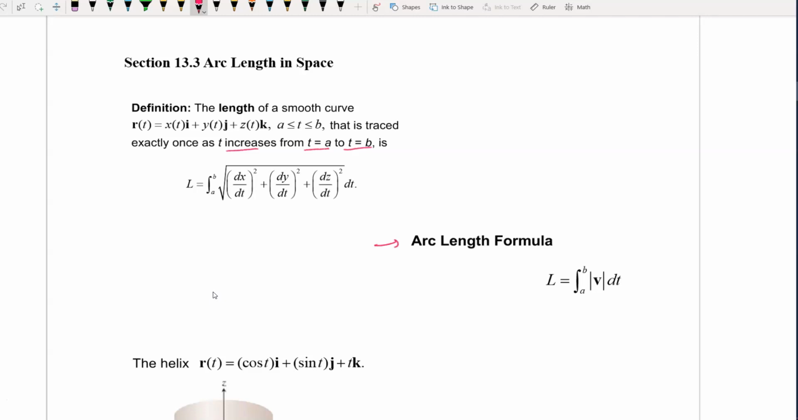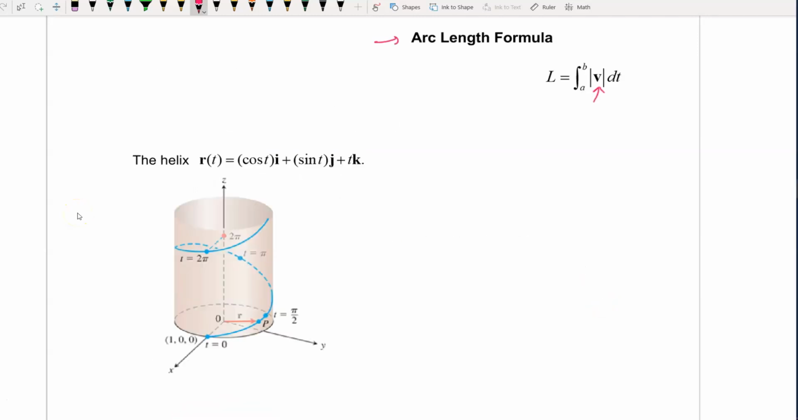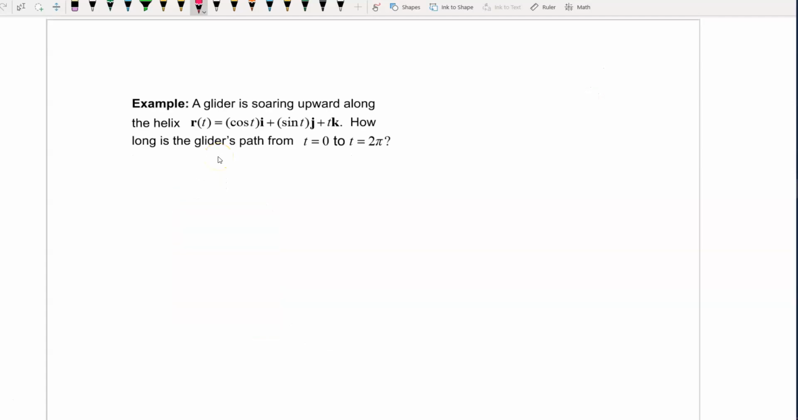And here we have the arc length formula. L is equal to the integral from a to b of the length of the velocity vector v dt. So here again we have the helix. We're going to use this when working on examples: r(t) is equal to cosine t i plus sine t j plus t k.